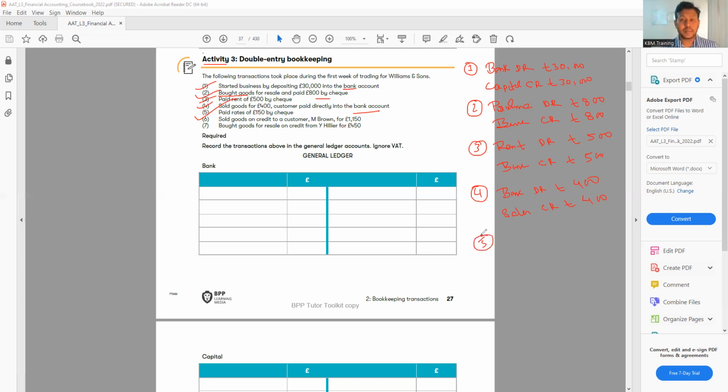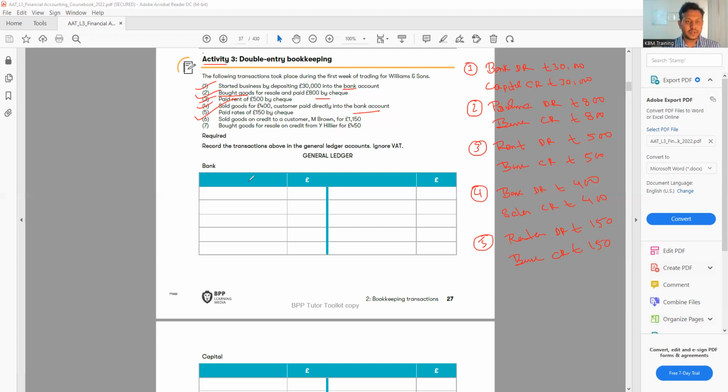Number five, paid rates, 150 by check. Now rates is like a business rate. The way we pay council tax to the council, a business pays the same thing, but we call it business rates. When you pay for the house, you call it council tax, but when the same thing is paid by the business, we call it business rates. So rates is a debit. Rates debit 150. And paid by check, so bank is credit. Credit 150.